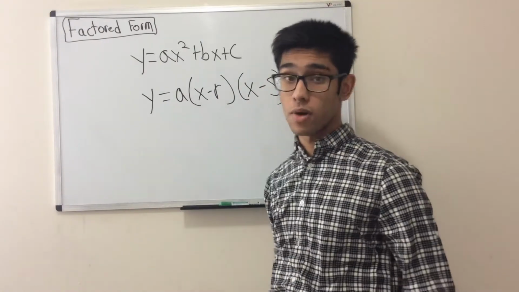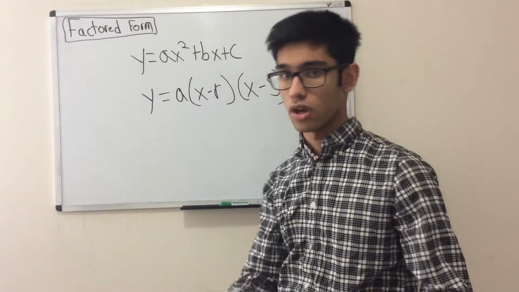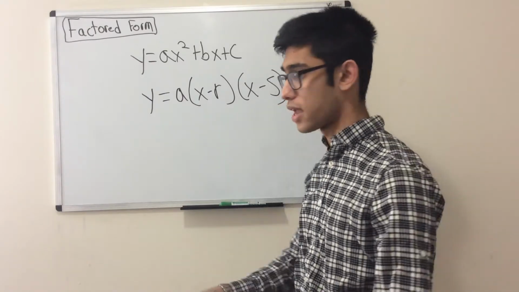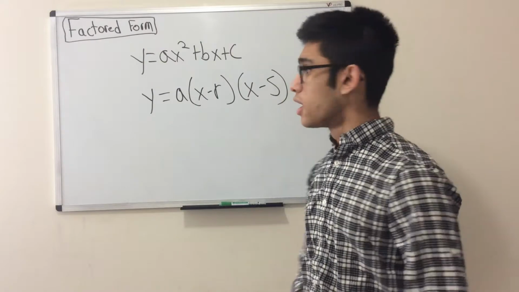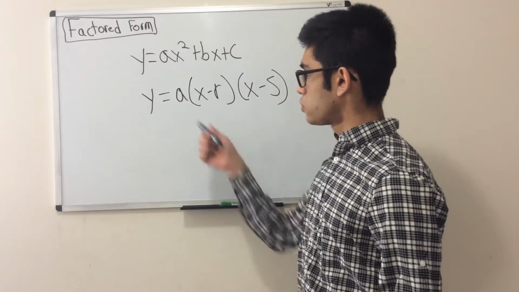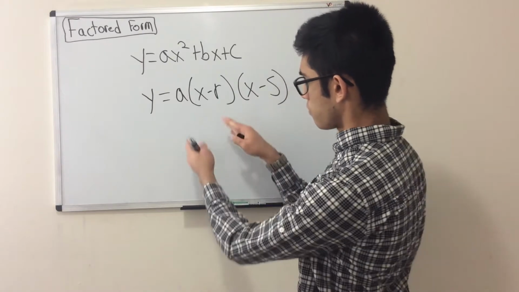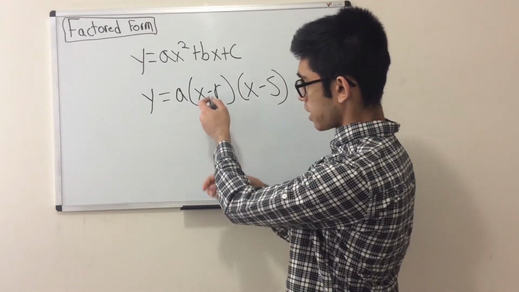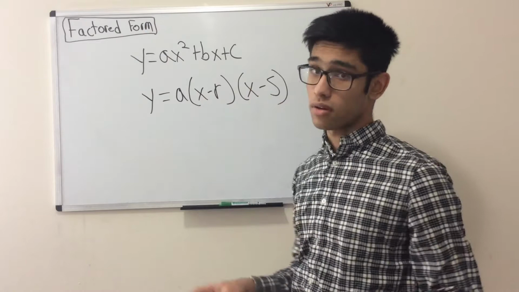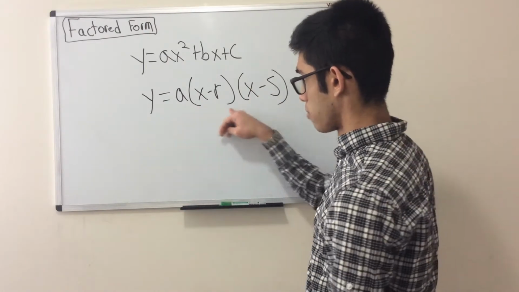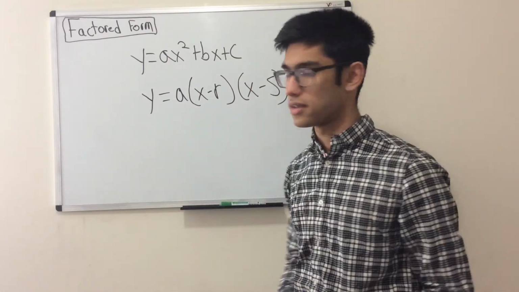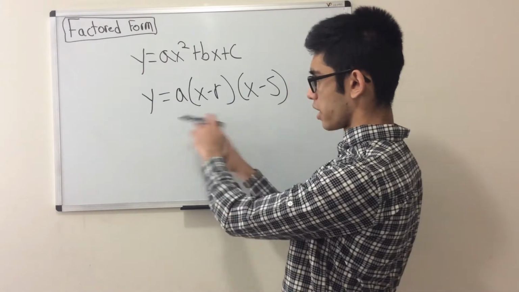You'll have your a value up front. That could be positive, negative, and we know what that would mean, right? A positive and negative a value open the graph in different directions. And you're going to have two binomials, or just a binomial here. So you'll have x minus r and x minus s. You might just have one binomial here too. It depends. But this is essentially how it'll all look.